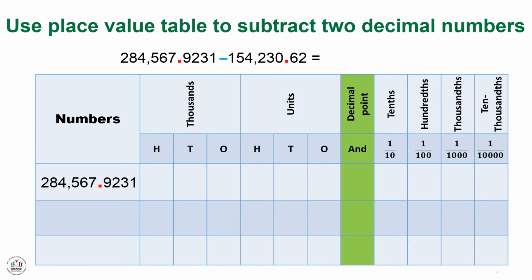In the thousands class, we put 2 in the hundreds digit, 8 in the tens, 4 in the ones. While in the units class, we put 5 in the hundreds, 6 in the tens, 7 in the ones. Then we put the point, and in the decimal part, we put 9 in the tenth, 2 in the hundredth, 3 in the thousandth, and 1 in the 10,000th.